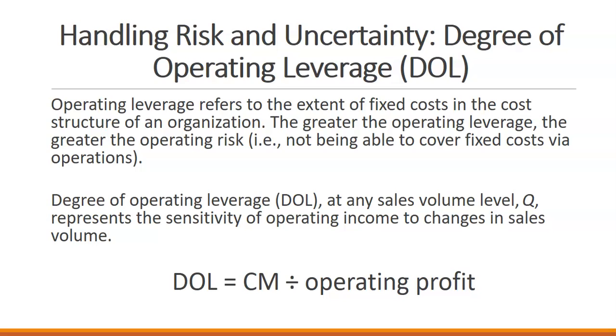Another way to look at risk and uncertainty is the degree of operating leverage, or DOL. So operating leverage looks at the extent of fixed costs in the cost structure of an organization. The greater our operating leverage, the greater our risk. So the higher our fixed costs, the higher risk we have of not being able to cover those fixed costs with our operations. The degree of operating leverage at any sales volume looks at the sensitivity of operating income to changes in sales volume. So the calculation of degree of operating leverage is contribution margin divided by our operating profit.